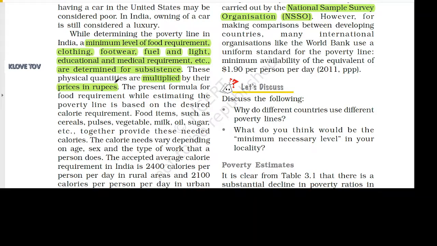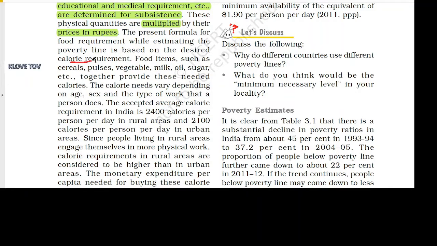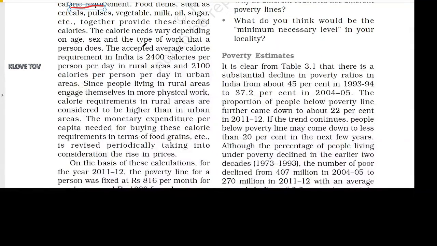These physical quantities are multiplied by their prices in rupees. The present formula for food requirement while estimating the poverty line is based on the desired calorie requirement. Food items such as cereals, pulses, vegetables, milk, oil, sugar, etc., together provide these needed calories. The calorie needs vary depending on age, sex, and type of work that a person does. The accepted average calorie requirement in India is 2400 calories per person per day in rural areas and 2100 calories per day in urban areas.